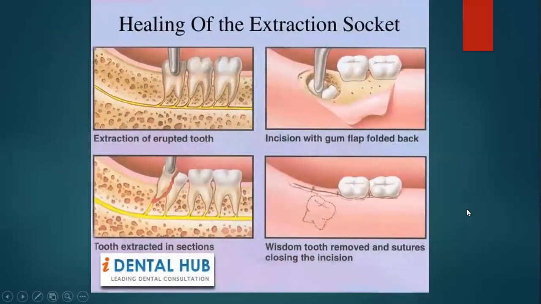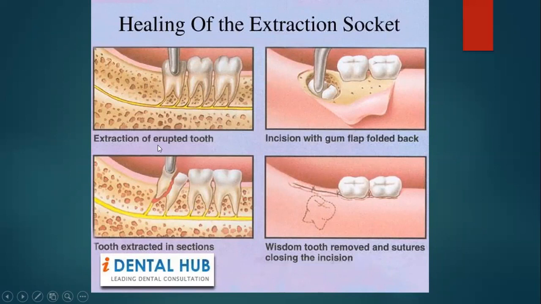So now coming towards healing of the extraction socket. So what happens in the healing of the extraction socket? How does the extraction socket heal? Extraction of the erupted tooth, incision with the gum flap folded back, tooth extracted in sections, wisdom tooth removed, and suture closing the incision.